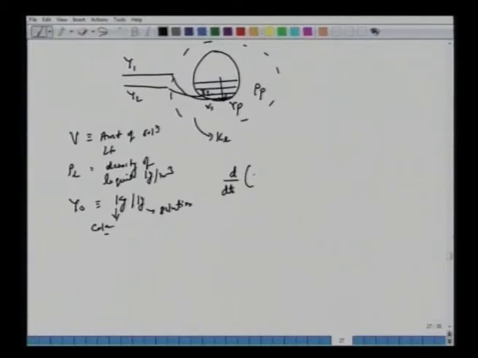So you have d by dt of V, volume, into rho L into this Y. So this is your kg per second. In 1 second, so much concentration of this water or wastewater changes, right? It decreases, so minus sign here. Why does it decrease? Because there is a mass transfer. How does mass transfer take place? It's because of interface mass transfer.